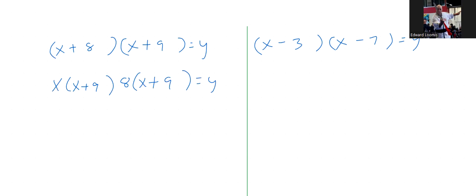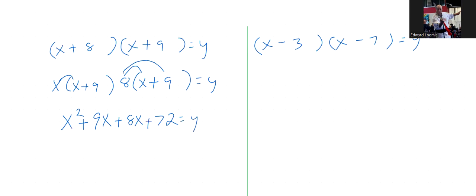Now, all I have to do is distribute. x times x, that's my x squared. x times 9 is 9x. Positive times positive makes that 9x positive. 8 times x is 8x. Positive times positive is positive. 8 times 9 is 72. Positive times positive is positive.